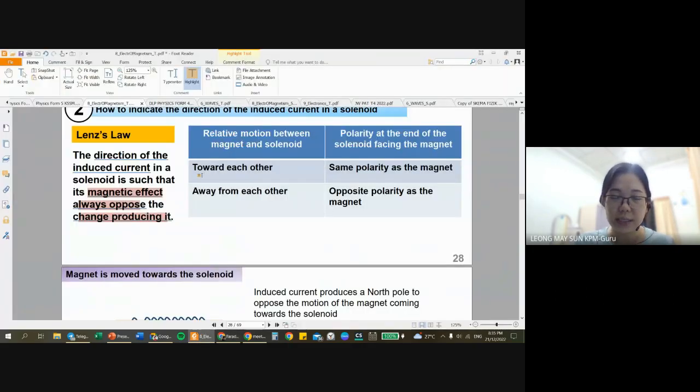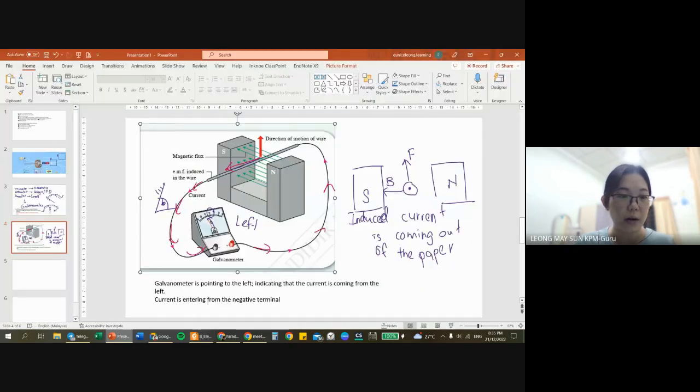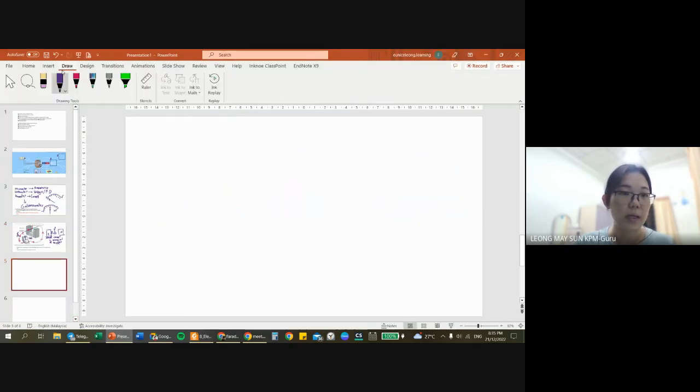All right, so you see, when the relative motion between the magnet and the solenoid comes towards each other, the polarity of the ends of the solenoid facing the magnet has the same polarity. In a short while, I'll explain this. If it's moving away from each other, it's opposite polarity. Now, in order to explain this, I'm going to explain using one analogy. I'm going to talk about standard one.